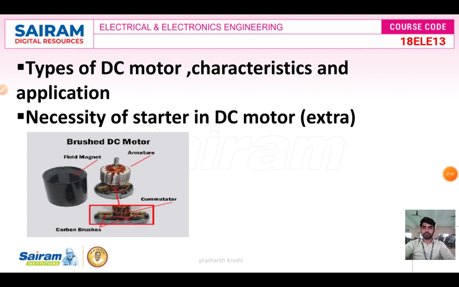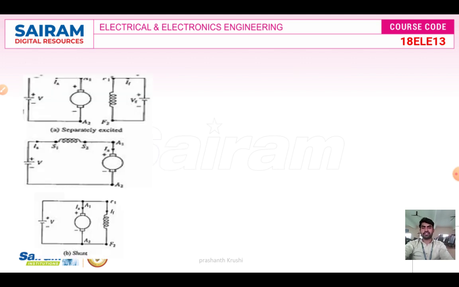See here. So types of DC motor: separately excited DC motor, series motor, shunt motor. What about separately excited? The field winding is separate from the armature, that is called a separately excited DC motor. The field winding in series with the armature is called a series motor, and the field winding in parallel with the armature is called a shunt motor, and with series as well, so it's called a compound motor.